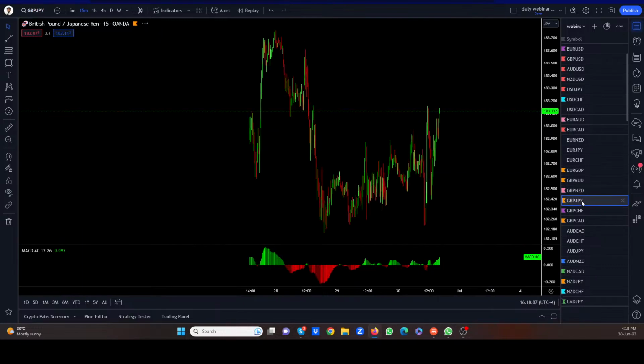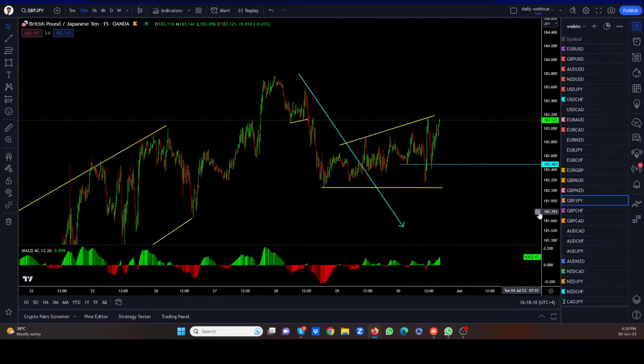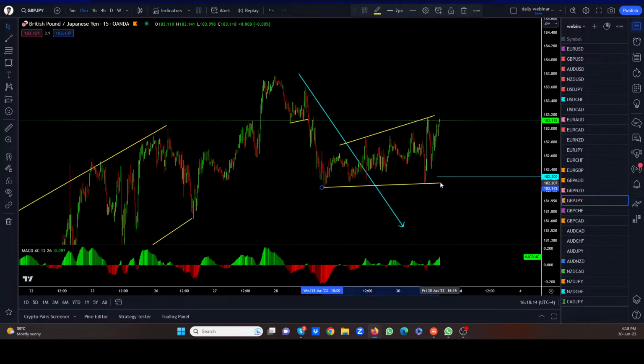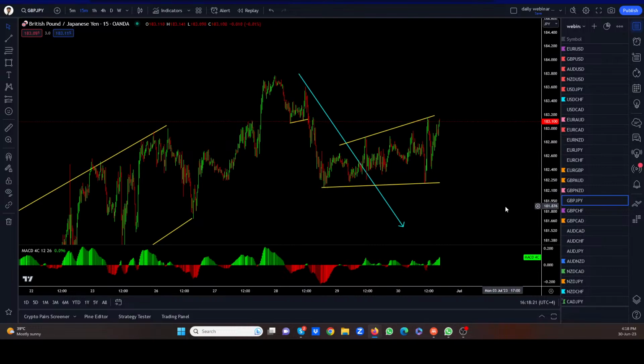And Pound Yen. It's going up, but the bigger picture is still consolidation. So even if they go back to the top, take that. Even if they go back to the top, we could get a trade down and then the upside.